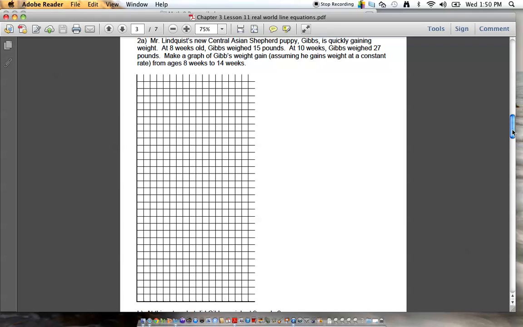Caitlin, let's get graphing here. I think this is a really nice problem. All right, you gotta set up an appropriate scale. You gotta have time across the bottom. We have to have weight on the left, like where the y-axis is.